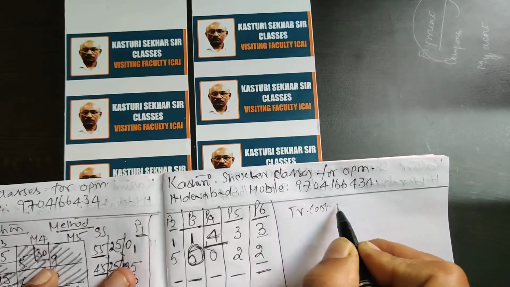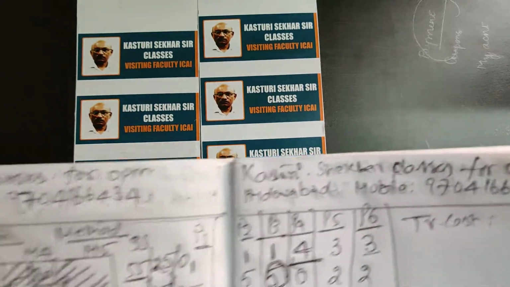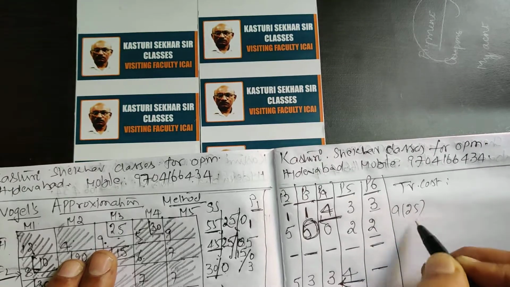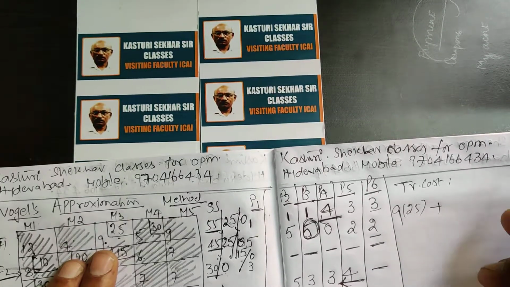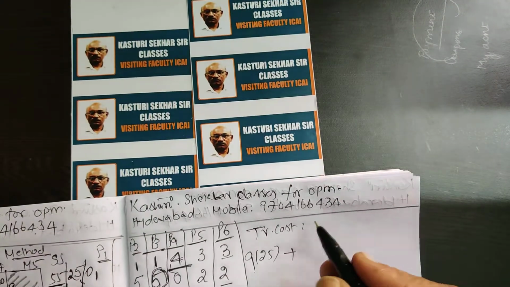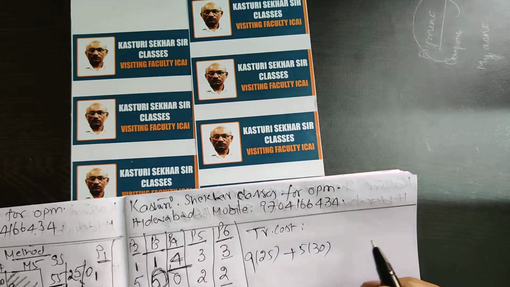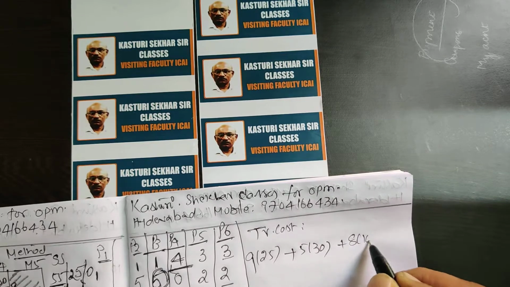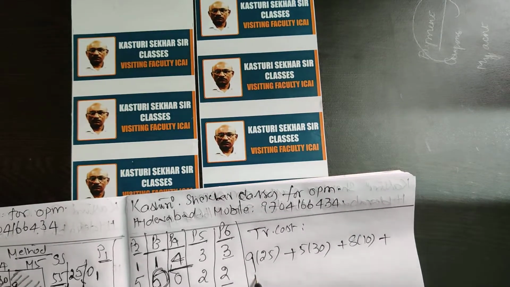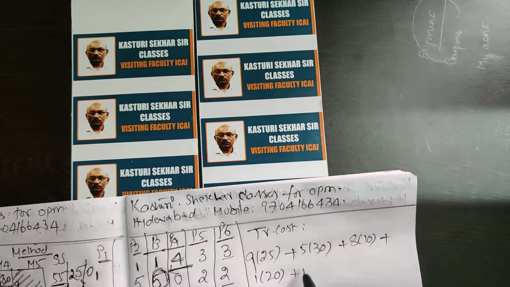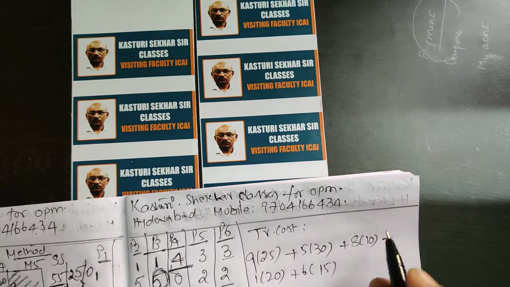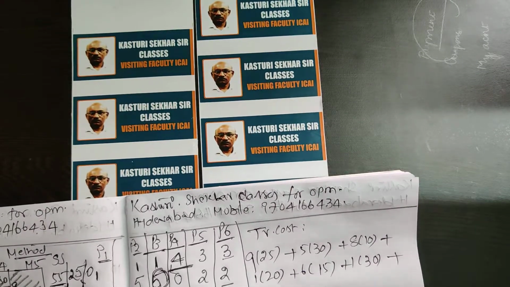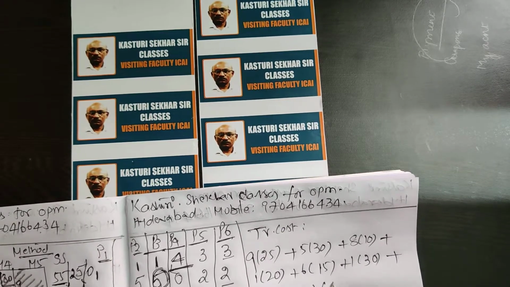Transportation cost: 9 into 25 plus 5 into 30 plus 8 into 10, plus 1 into 20 plus 6 into 15 plus 1 into 30 plus 6 into 10 plus 1 into 40.